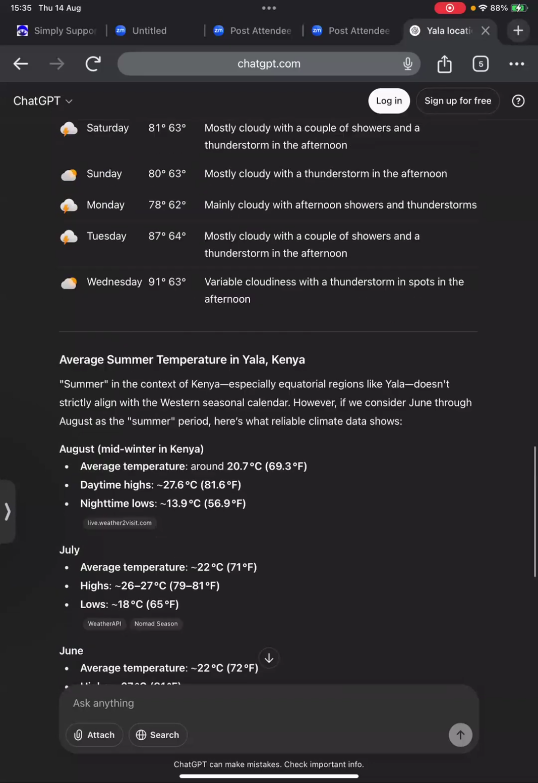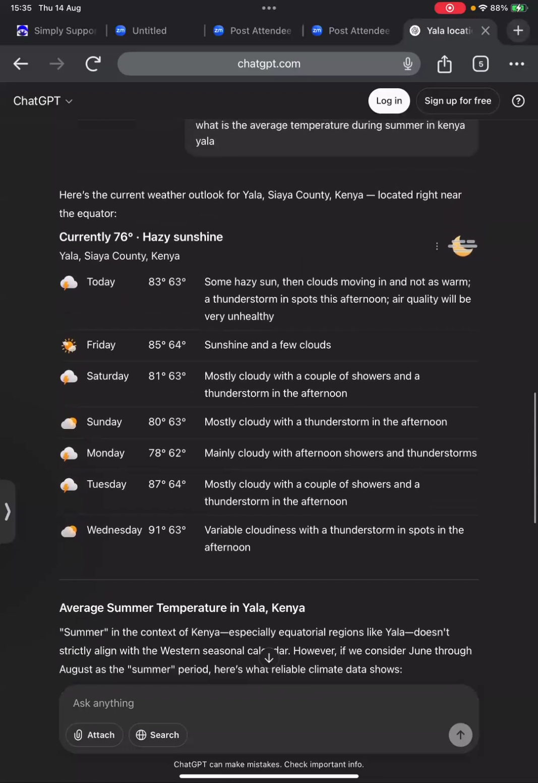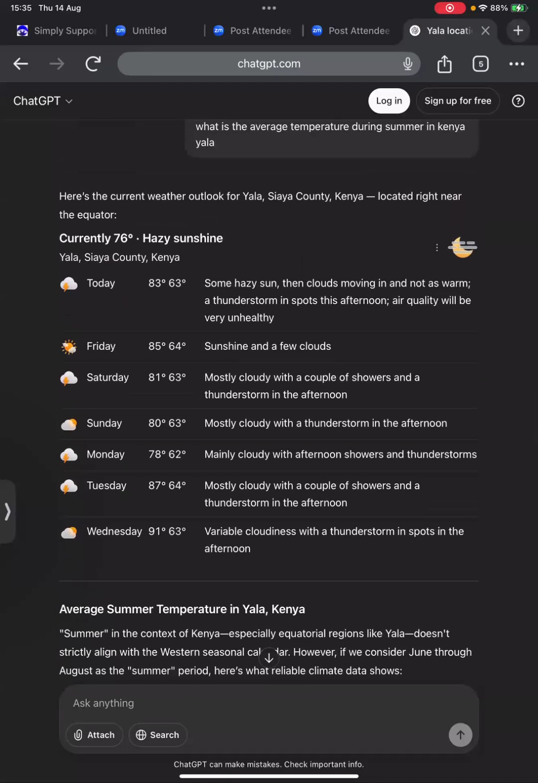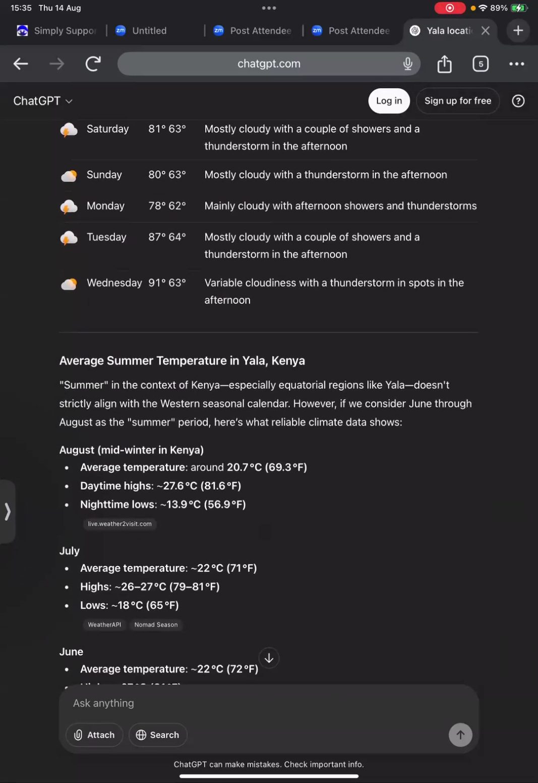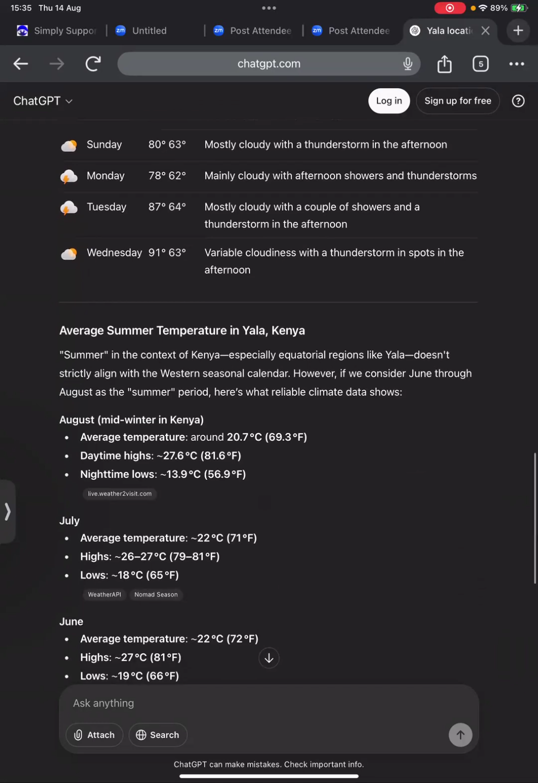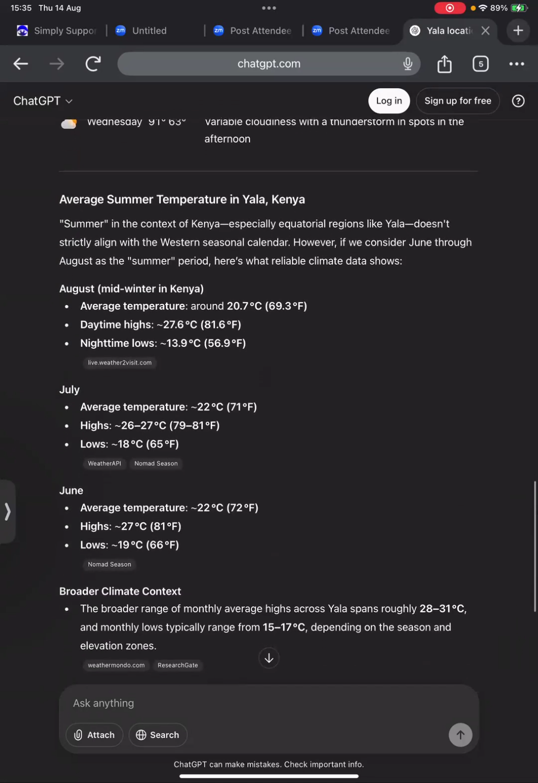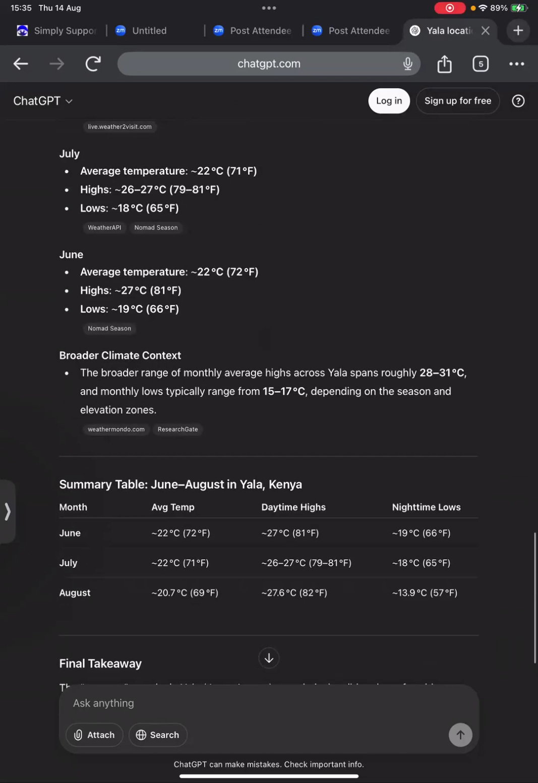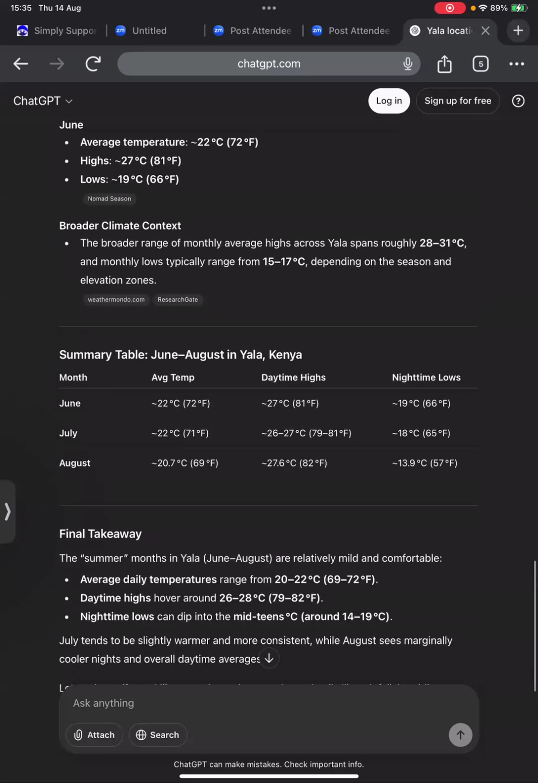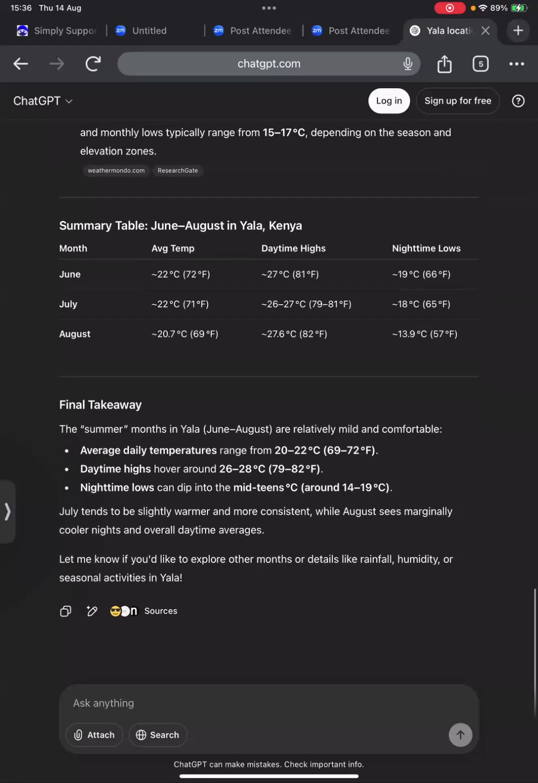There's no way that the temperature reaches 83. No way. So I think this is in Fahrenheit. August midwinter in Kenya, average temperatures, and so on. It's not that hot. Okay, summary. June, August, final takeaway.